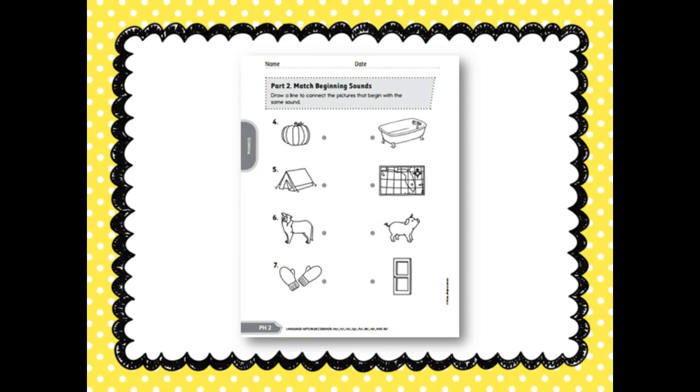For the second page that your student will be completing as a part of the unit checkpoint, we see several pictures on this page. It's on page 2. Tell them the pictures. I would go right down the line. We see pumpkin, tent, dog, mittens, tub, map, pig, and door. Have your student draw a line to connect the pictures that begin with the same sound. Of course, you may need to take a little more time and go through it a little more slowly with your student as you complete this work together.